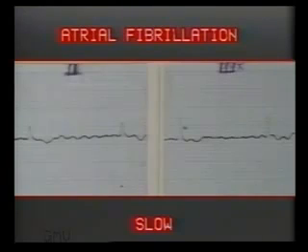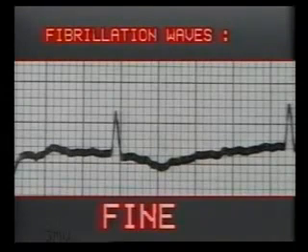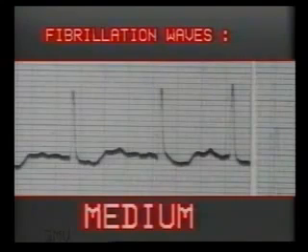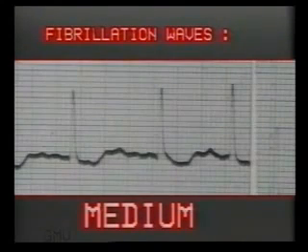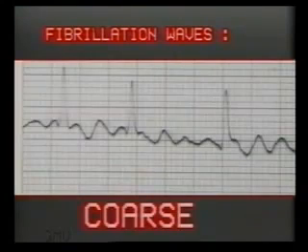In this ECG, the rate of QRS complexes is reduced after treatment with digitalis, but they occur at irregular intervals and fine fibrillation waves are seen. This is termed as slow atrial fibrillation, an effect of digitalis treatment. The fibrillation waves are described as fine, medium or coarse. These are fine fibrillation waves. These are medium fibrillation waves. And these are coarse fibrillation waves.